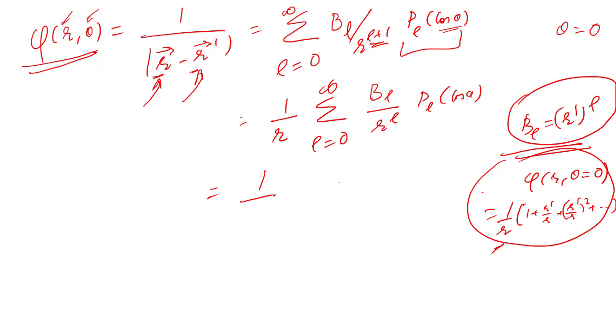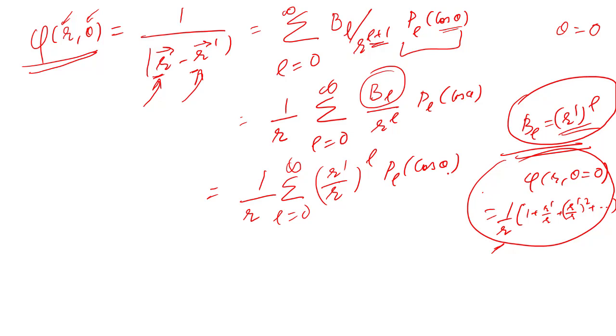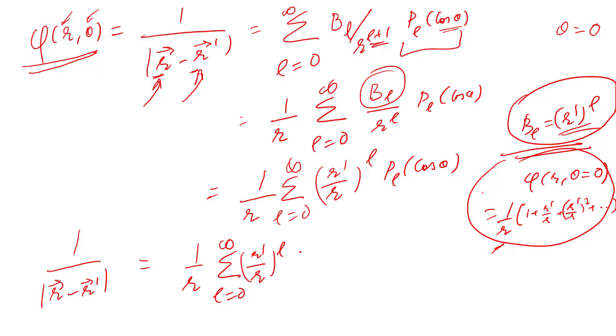So then I can write this as 1 over r, sum over L equals 0 to infinity. BL is simply r prime to the power L, so I would have r prime by r whole to the power L, PL of cosine theta. So now we got this relationship that 1 over the magnitude of r minus r prime is equal to 1 over r, sum over L equals 0 to infinity of r prime by r to the power L, PL of cosine theta. So we got this relationship.